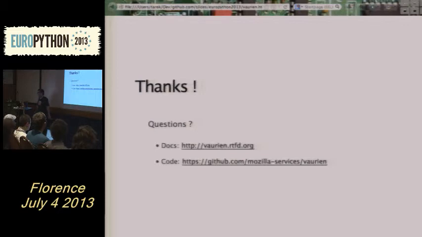So Vaurien is under the Apache license version 2. This is the documentation. Everything is open source. You can find the code on GitHub there. And you're welcome to help us improve this tool. Or if you have really cool plugins or behaviors, we're interested in adding them to the tool. That's it. So any questions?